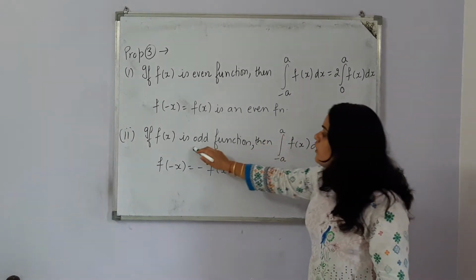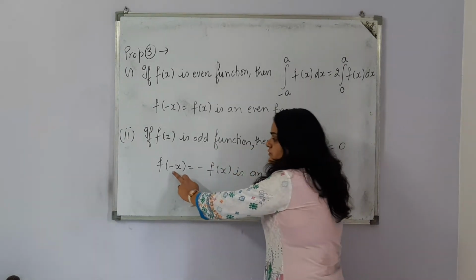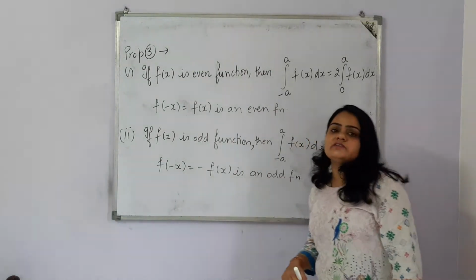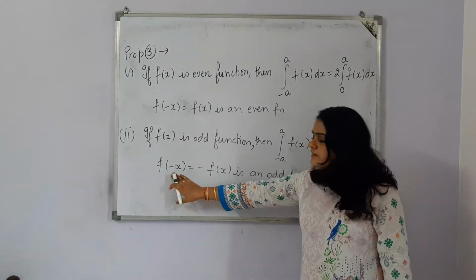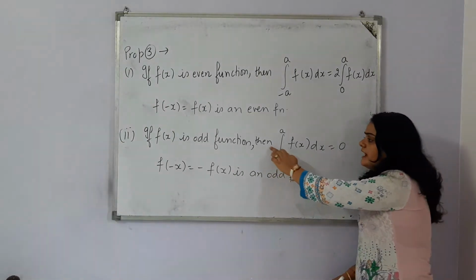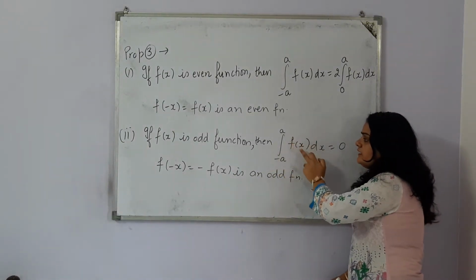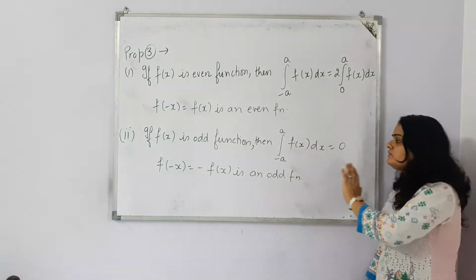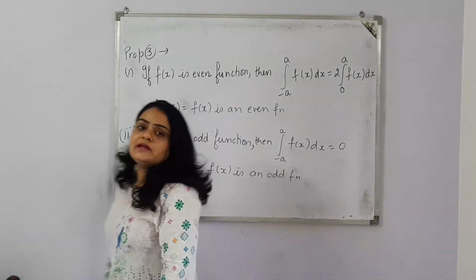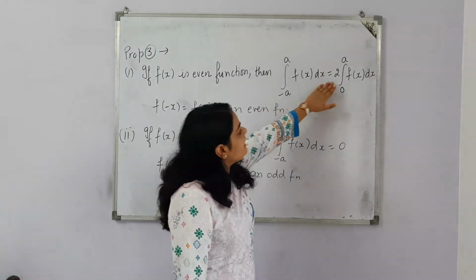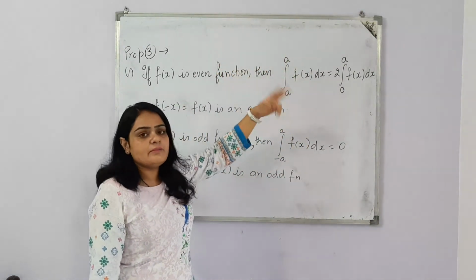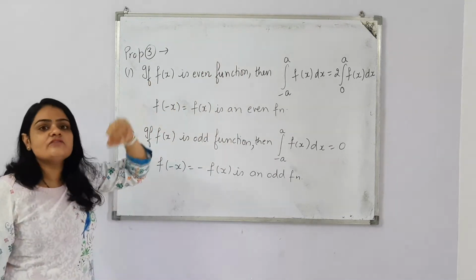When the function is odd, odd means if we substitute x as minus x, we get the negative sign out of the function. After substituting x as minus x, we get minus of f of x, then it is called an odd function. In that case, if the limits are minus a to a, the direct answer is 0. In case of even, we get twice the integral from 0 to a. Make sure the limits are minus a to a.